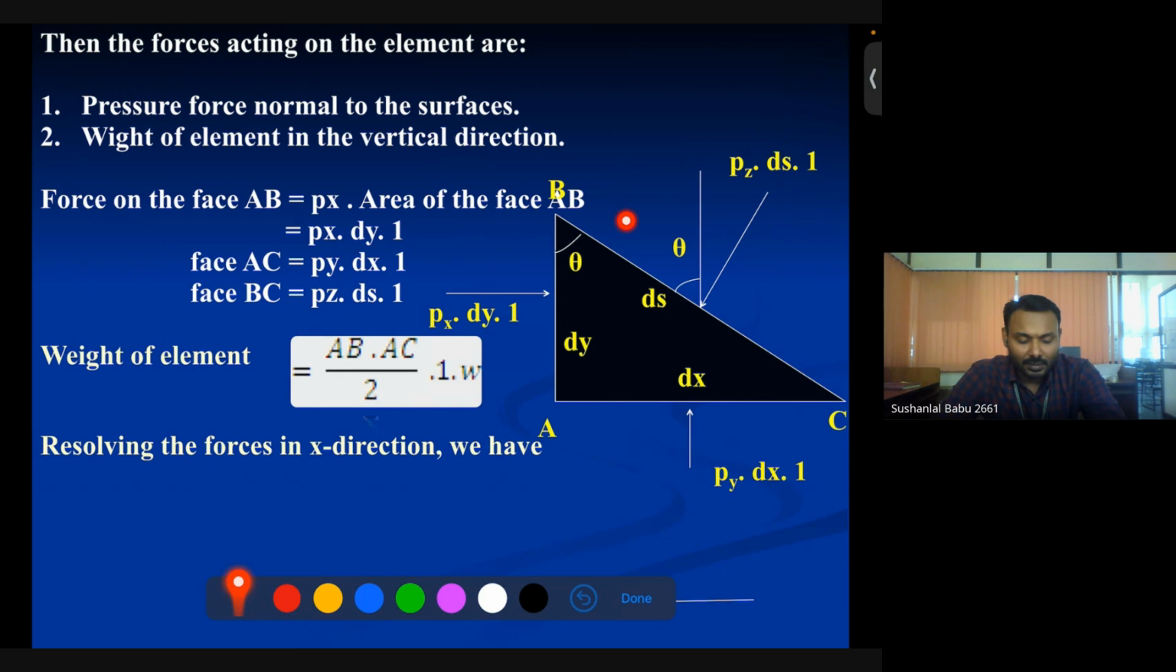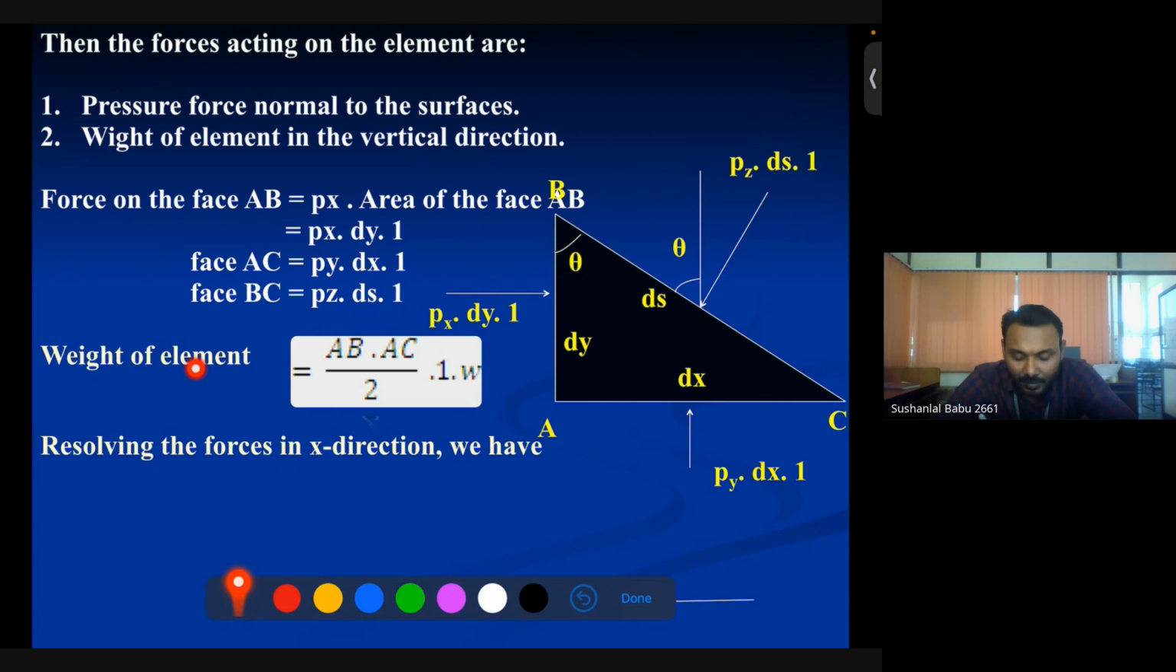The force on the face AB is pressure times the area of that face AB. What is the area of the face AB? Length into width. The length is dy, the width is 1. So you get px into dy into 1. And the force acting on AC is py into dx into 1. And on face BC, it is pz into ds into 1.